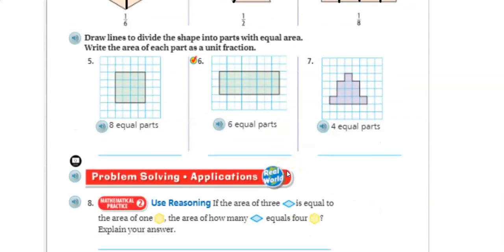Multiplication is going to help you with division. Make sure you're practicing your multiplication and division facts because they're not going to go away. It says draw lines to divide the shapes into parts that have equal area. Write the area of each part as a unit fraction. Remember, area is the inside.